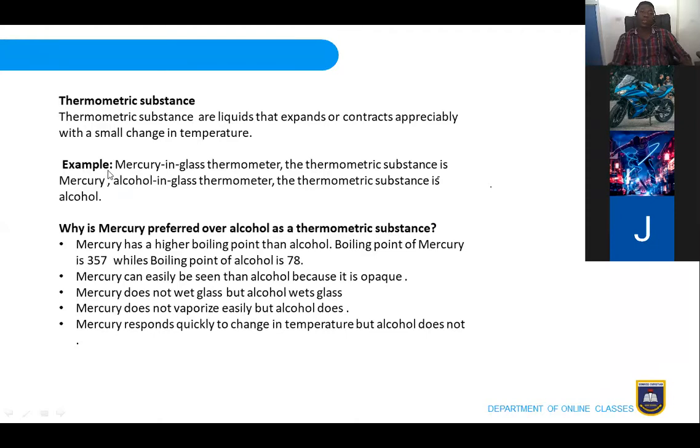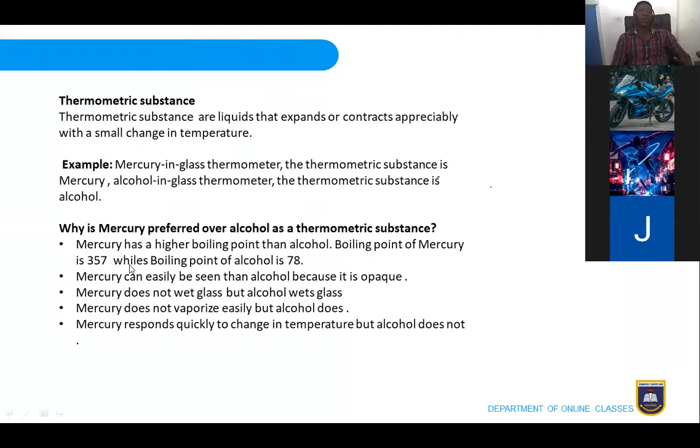An example of a thermometric substance is mercury, in the mercury in glass thermometer. As the name implies, the thermometric substance is mercury. And alcohol, this is just a few examples, you can research more. In an alcohol in glass thermometer, the thermometric substance is alcohol.